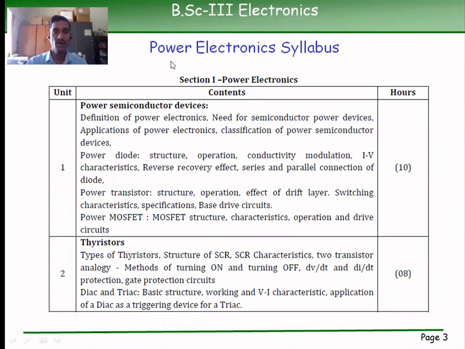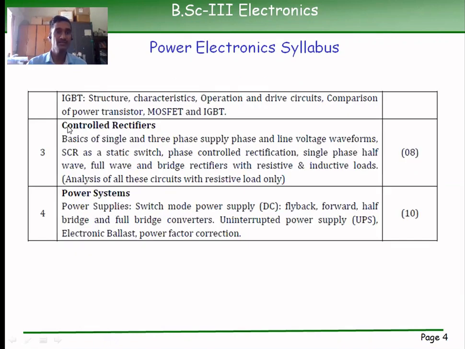So this is the syllabus of our paper, power electronics. We have 4 chapters in this syllabus. The first one is power electronic devices, which is for 10 hours. The second chapter is thyristor, which is one of the members of power electronic devices, and has 8 hours. The next chapter is controlled rectifier, which is again 8 hours. And the last chapter is power systems, that is, the applications of power electronics, which is again 10 hours.